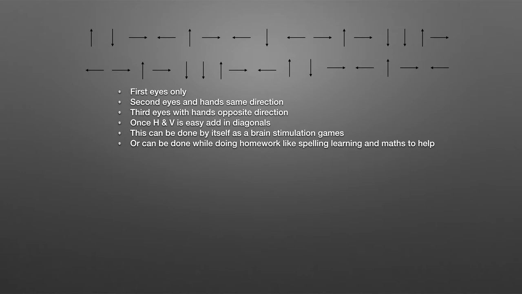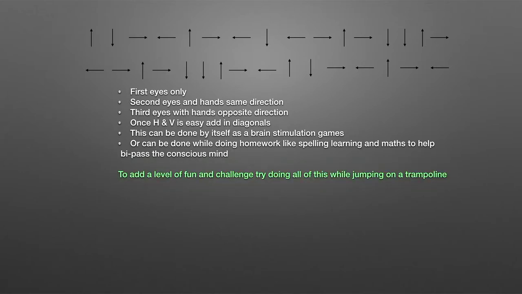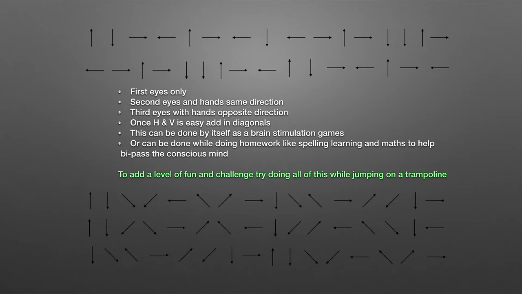So perhaps the eyes go with the arrows and the arms go against the arrows, and then swap it round. When we can do this really well, we can then add in the diagonals as well. Once we can do this skill fairly easily, we can then use it to add in whilst doing spelling, etc. For ADHDers, I've found an added bonus if we do this while jumping on a trampoline. So have a go at this skill with your children, learn it, and then use it when we need to learn certain things that they find more challenging.